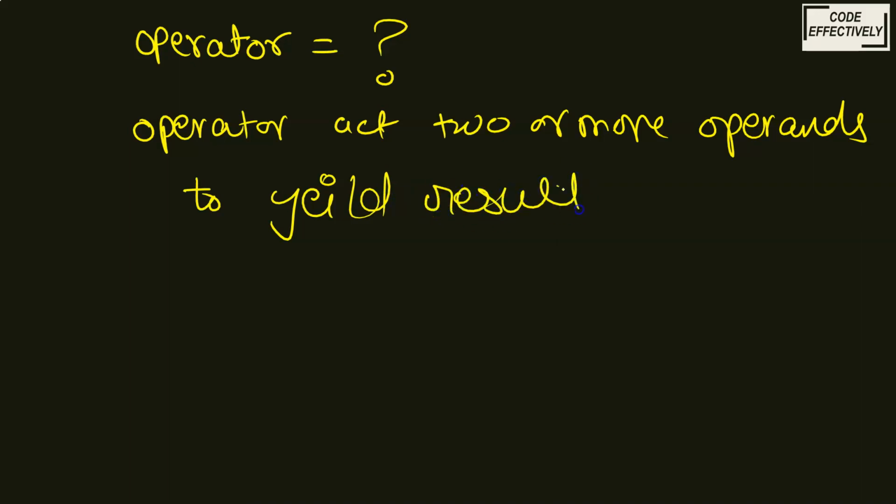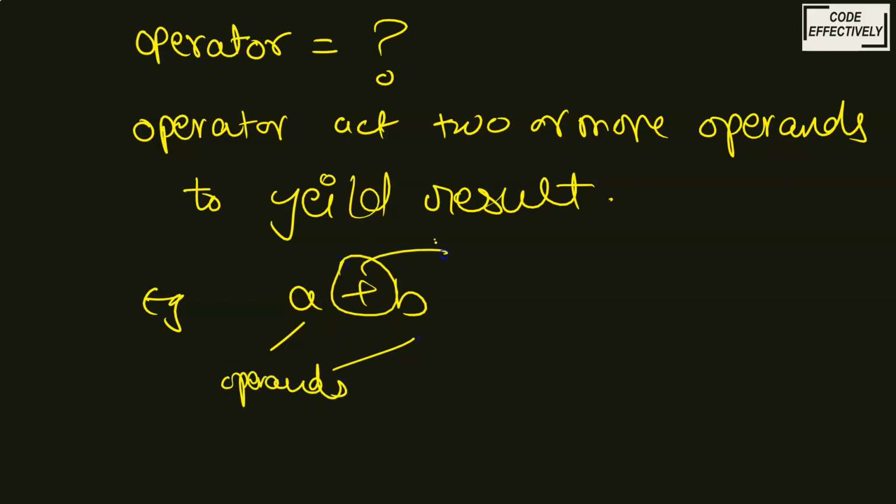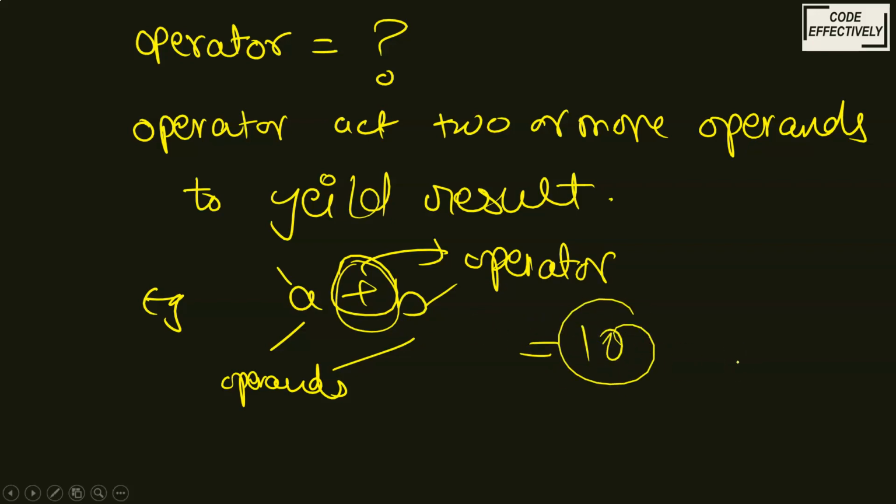Ma'am, you have given me a definition, but how can we understand it? So take an example. What is an operator? A plus B. A and B are the operands, and plus is an operator. Please tally this example with the definition that an operator acts on two or more operands to yield a result. There is one operator and two operands, and when we do A plus B, it gives us one result, that could be anything, 10, anything. So this is what exactly an operator could be.